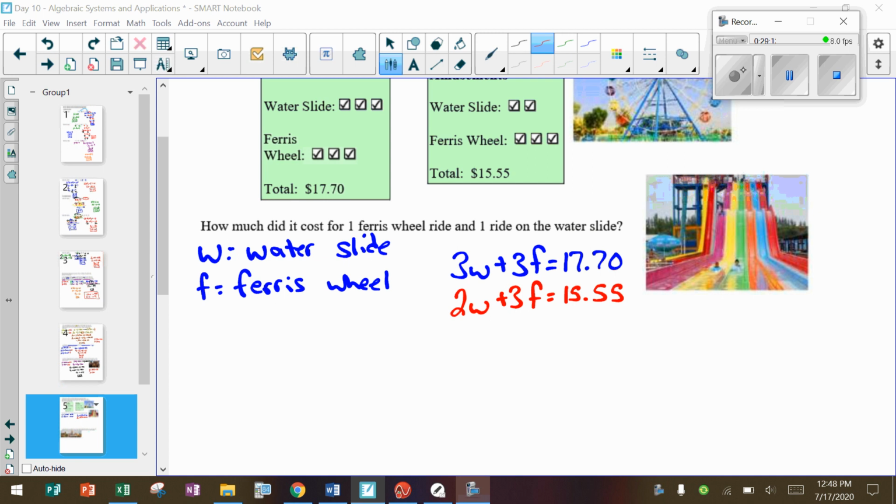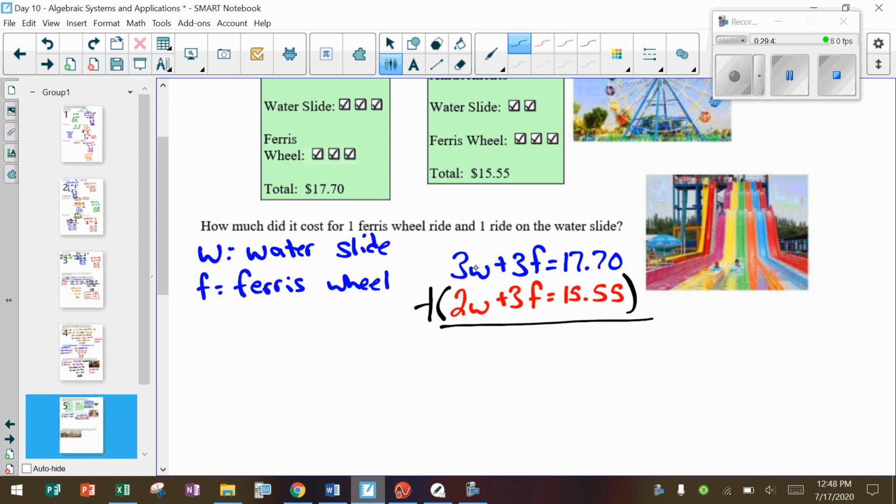So I use W for water slides and F for Ferris wheel. So three water slides and 3 Ferris wheels was a total of $17.70. And then 2 water slides and 3 Ferris wheels was $15.55. Notice that the F's are both a 3F. So what I'm going to do here is I'm just going to subtract the 2 equations. Now that basically means I'm going to distribute a negative 1.